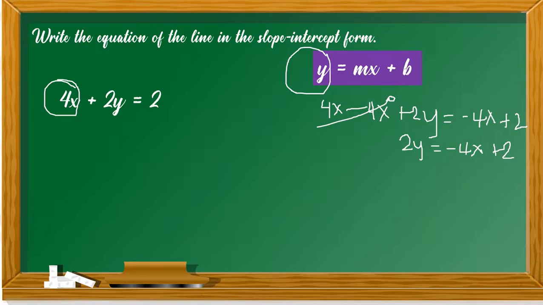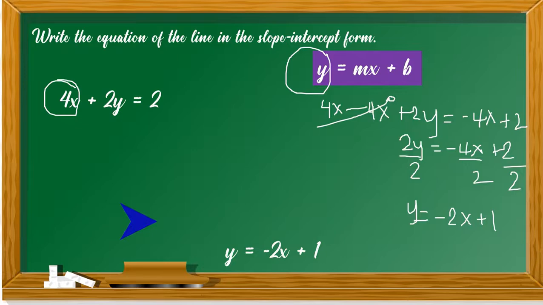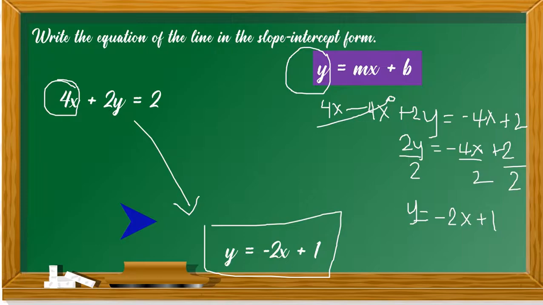So that the coefficient of y becomes 1, we divide both sides of the equation by 2. We divide both sides of the equation by 2 because this is an equality. Whatever is done to the left side must also be done to the right side. And so 2y divided by 2 is y, equals negative 4x divided by 2 is negative 2x. And finally, 2 divided by 2 is 1. So there you have it. The slope-intercept form of 4x plus 2y equals 2 is y equals negative 2x plus 1.